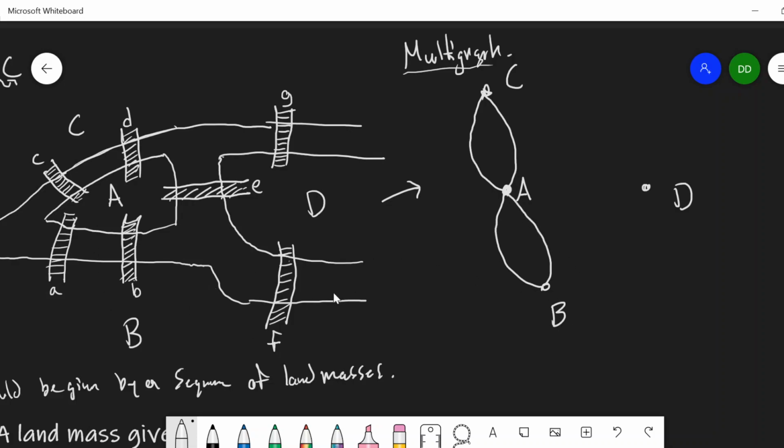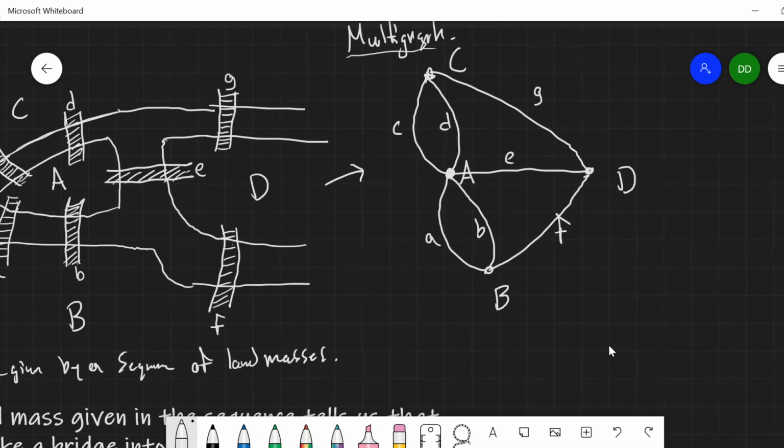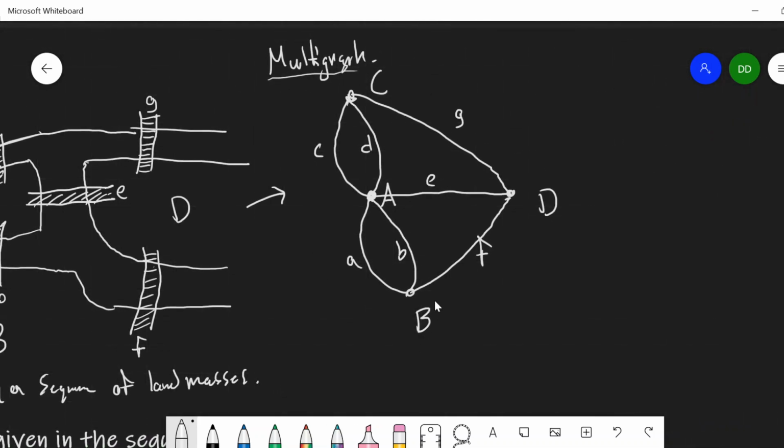So A has 2 bridges that connect to B. A has 1 bridge that connects to D. And D and C connect via bridge G. And then B and D also connect via bridge F. So I can even put the labels of the bridges in there: B, G, E, and F. And so there's another way to see this Konigsberg bridge problem, with this multigraph.